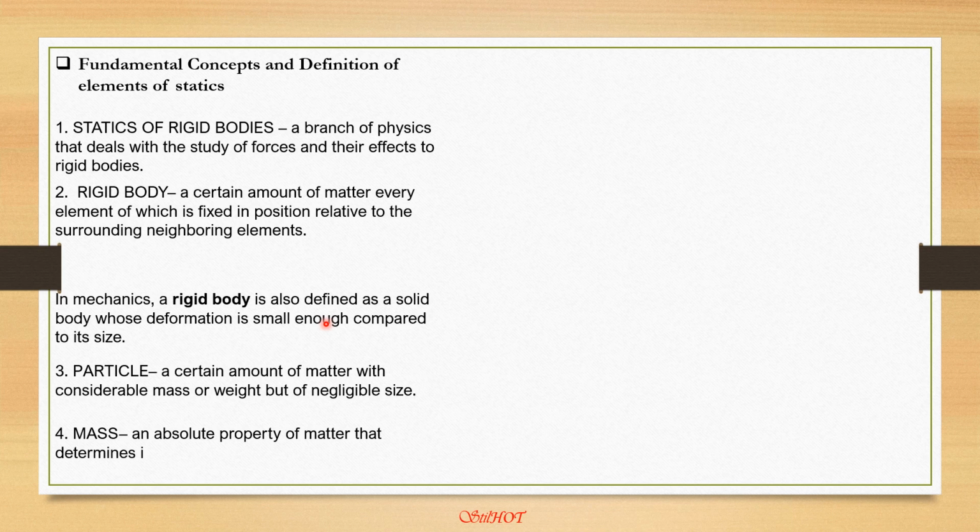A mass is an absolute property of matter that determines its resistance to translational motion. So that's the definition of a mass. The greater the mass, the greater its resistance to motion. So just consider a body of very small mass, and if you throw that mass upon a very large body of higher mass, then that body may move a little or it may not move because the body has a very high mass.